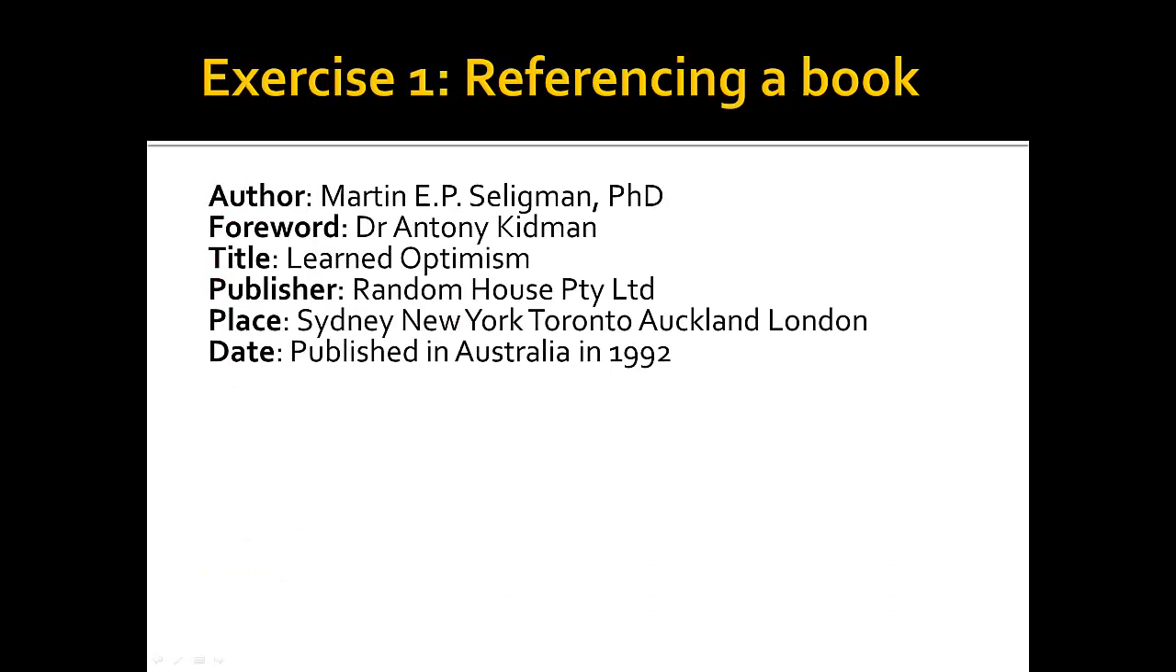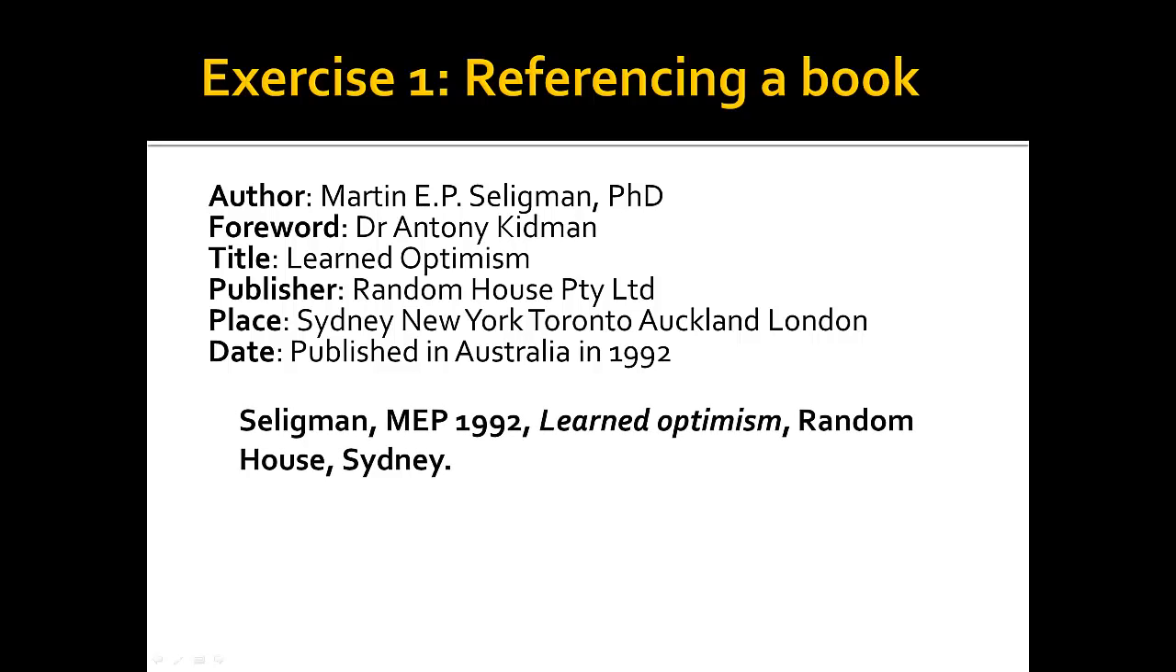All right, so here are some examples. These slides are available on Moodle, so you can go through and test yourself. If you put it in presentation mode, you'll see the details there. You can practice writing them out, and then you can check your answer. Okay, so this one, Martin E.P. Seligman, PhD. PhD is the author's qualification, and there is a foreword written by Dr. Anthony Kidman. The title, Learned Optimism, publisher Random House Pty Ltd. There are 5 places listed on this publication: Sydney, New York, Toronto, Auckland, and London.